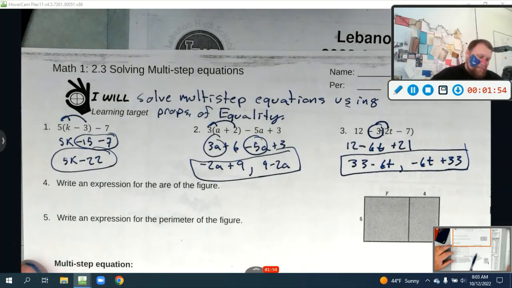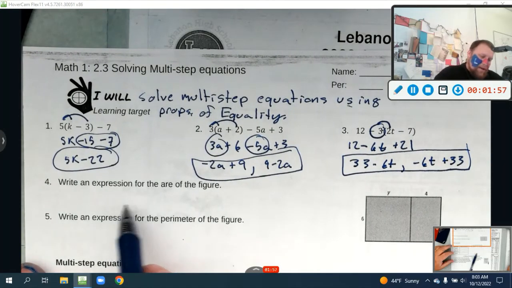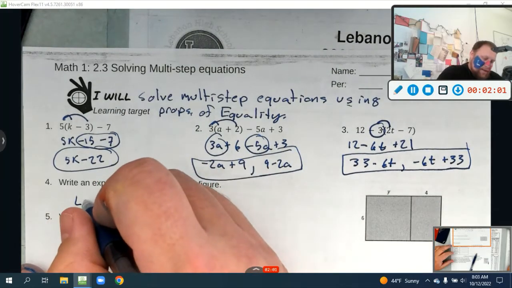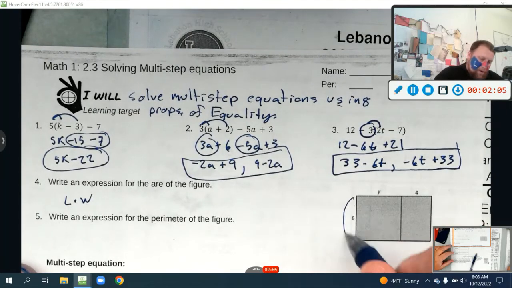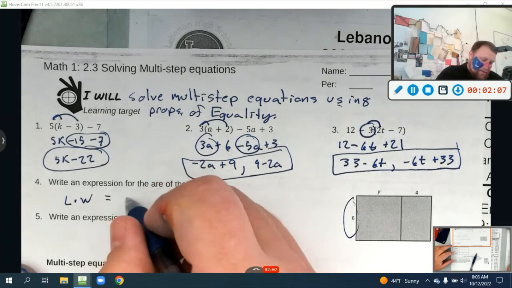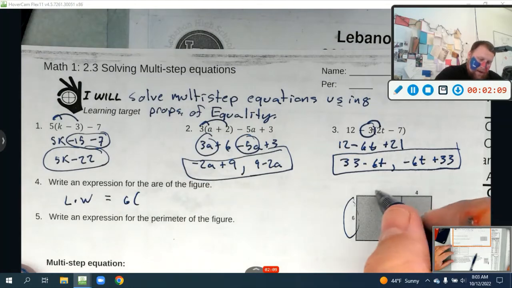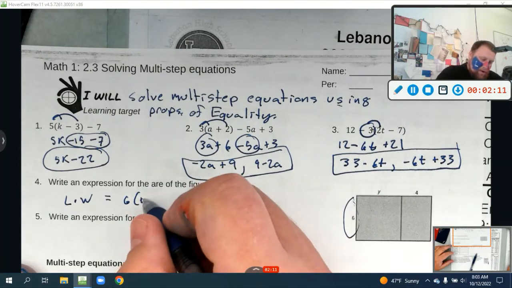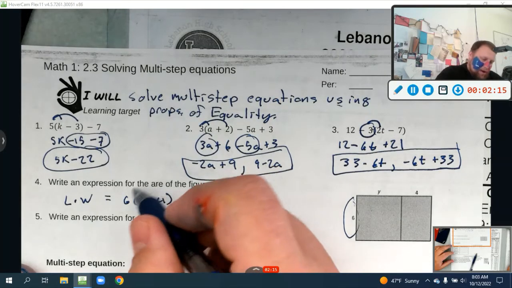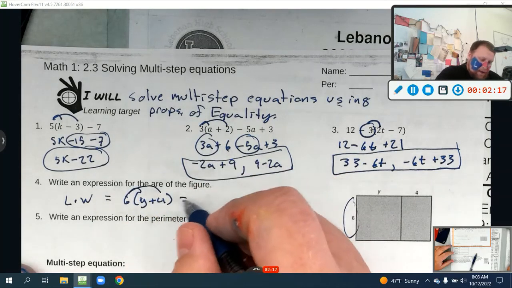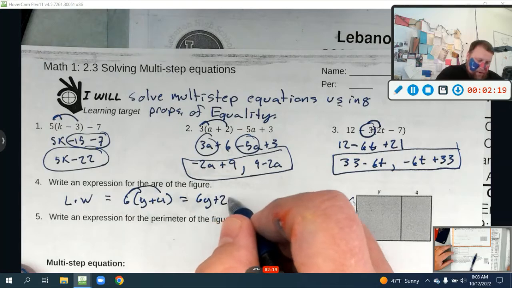Now let's look right here. It says write an expression for the area of the figure. Well, area is length times width for this, right? And we're going to go, all right, my length is 6, so that's going to equal 6 times y plus 4. And if I want, I can stop there, or I can distribute this, which I'm going to distribute, and I get what? 6y plus 24.